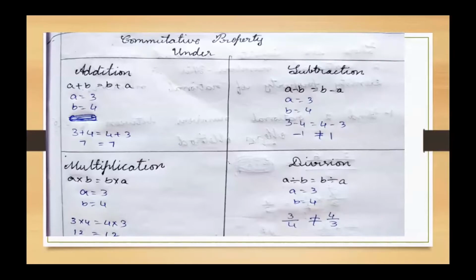Multiplication: a into b is equal to b into a. a is equal to 3 and b is equal to 4. 3 into 4 is equal to 4 into 3. 12 is equal to 12. Division: a divided by b is equal to b divided by a. Suppose a is equal to 3, b is equal to 4. 3 by 4 is not equal to 4 by 3.